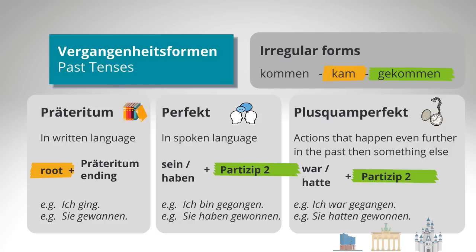So let's repeat that one more time. If you have an irregular verb in the Präteritum, you just need to look for the second form of the three forms of irregular verbs. And if you have an irregular verb in the perfect or Plusquamperfect, you look for the third form, the Partizip 2. Everything else stays the same. The past tenses are probably the hardest part of German. Now let's move on to an easier part.